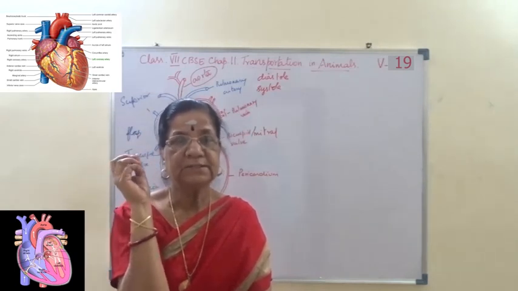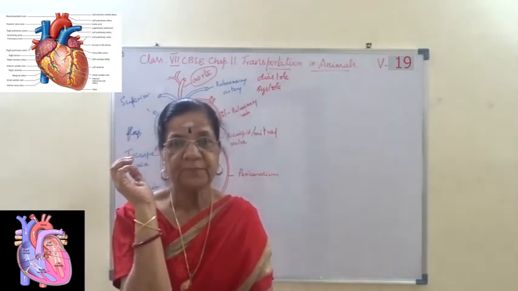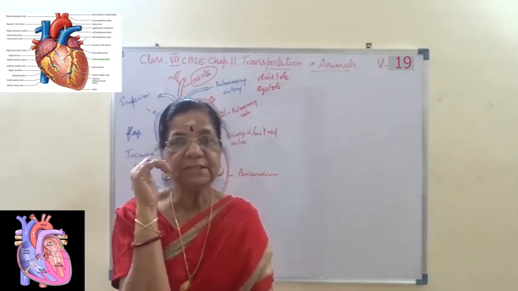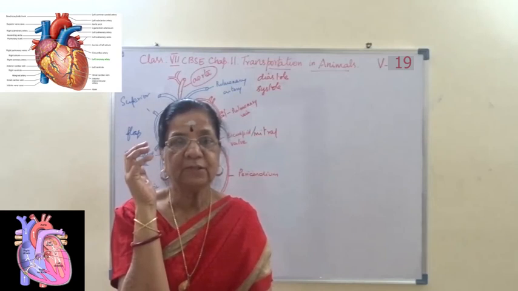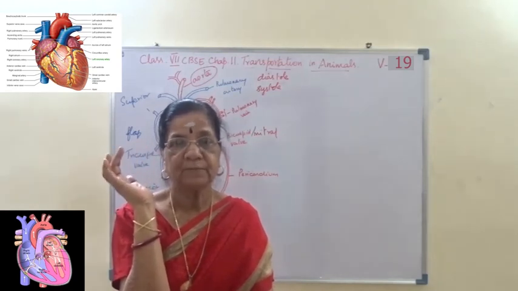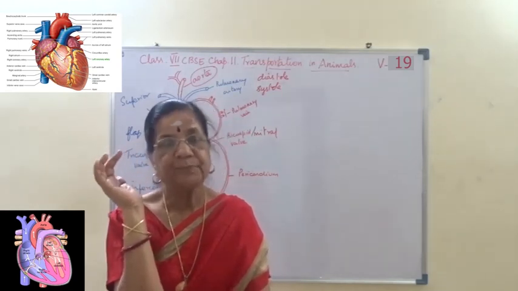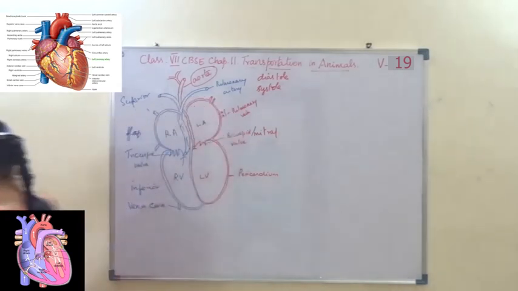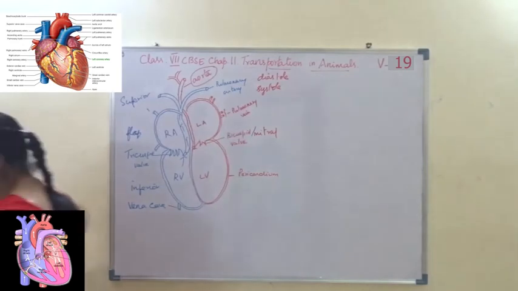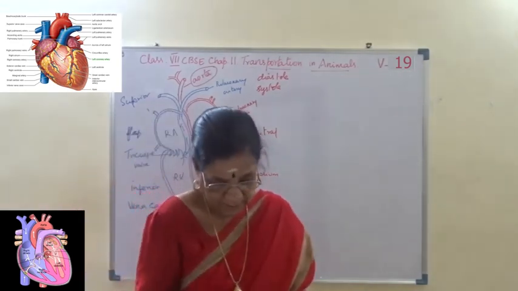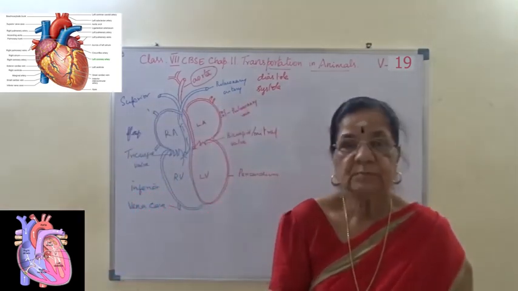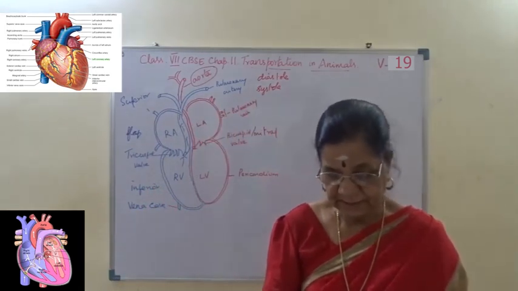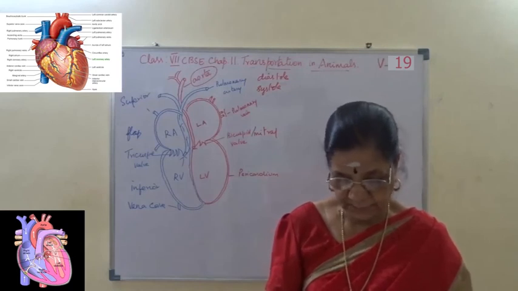Then the heart is formed of cardiac muscle, which is said to be myogenic, and it initiates the rhythmic activity of the heart. What is this rhythmic activity called? It is known as heartbeat. The rhythmic activity is called heartbeat.